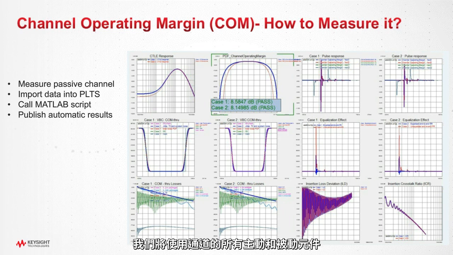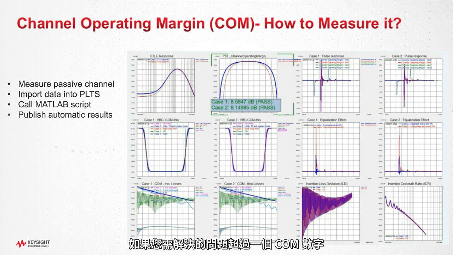And so what we're doing is taking all of these active and passive parts of a channel with all the different preemphasis, equalization, and various numbers of taps that are defined inside that configuration spreadsheet and applying them to this S-parameter measurement that we made on the backplane. And this gives you CTLE response plots, PDF plots, pulse response. There's some bathtub voltage curves here, insertion loss deviation, insertion crosstalk ratio. So all of these can be automatically displayed by executing that MATLAB script, calling that configuration spreadsheet.